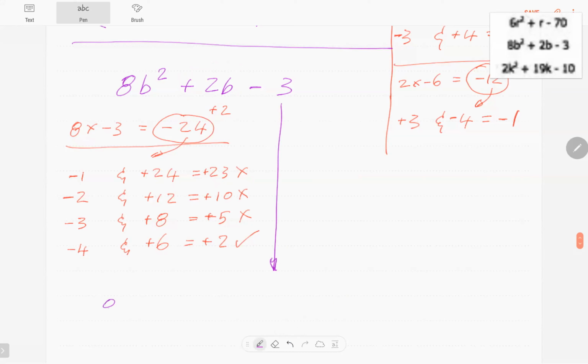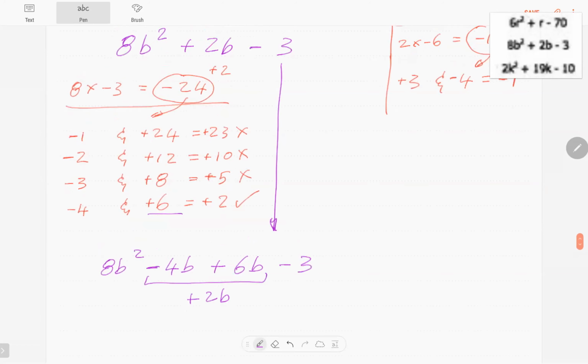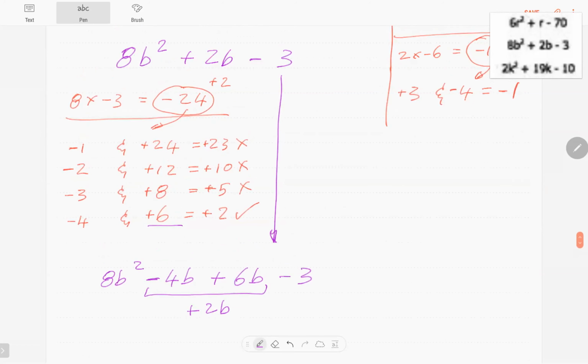This then becomes 8b squared, and I'm going to write minus 4b plus 6b, where the 6b is from here and the minus 4b is from there. And then you get back the minus 3. All right. And then you check that this gives back your plus 2b, what you had originally. Always check to make sure you're getting back the same thing that you had before.